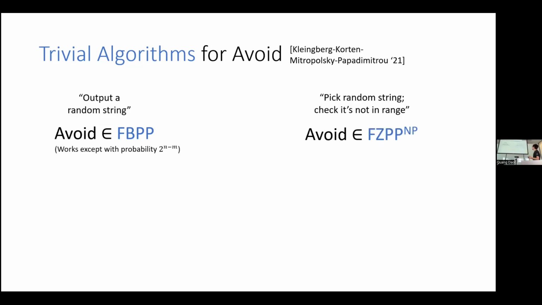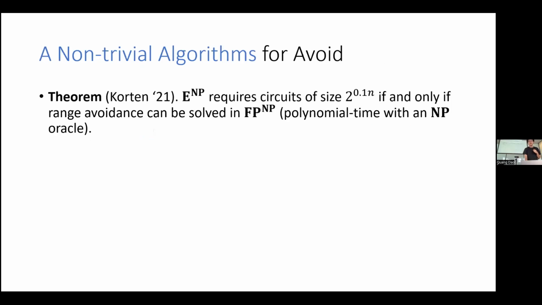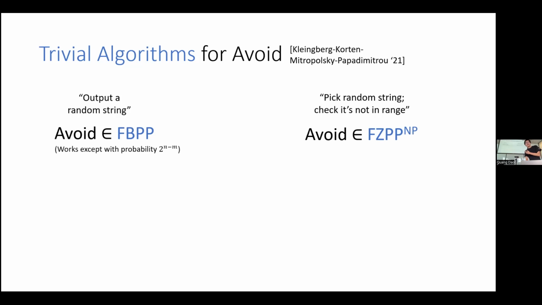And another randomized algorithm is, if you have an NP oracle, then you can first randomly pick a string and then check whether it is an output, using the NP oracle. And in doing this, you can make it a zero-error algorithm, because you can repeatedly check this until you find a string that is outside of the range. So this is FZPP to the NP, which means zero-error algorithms.